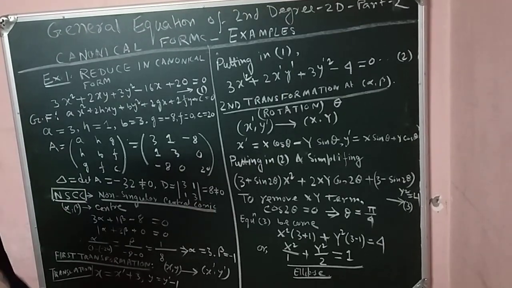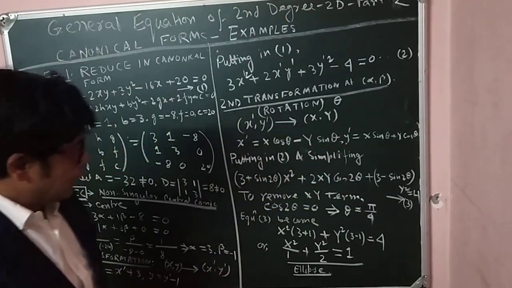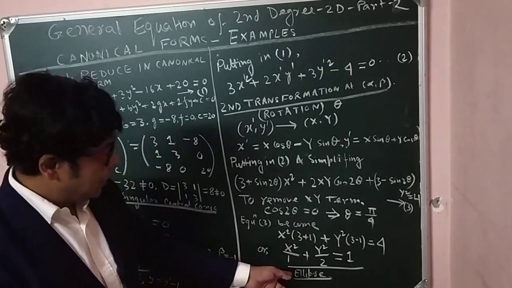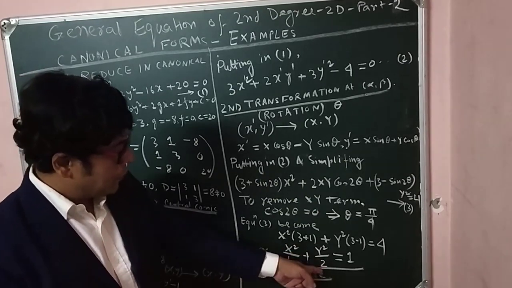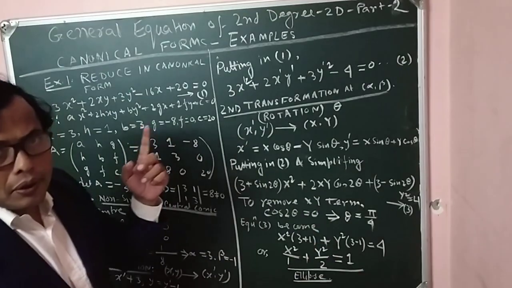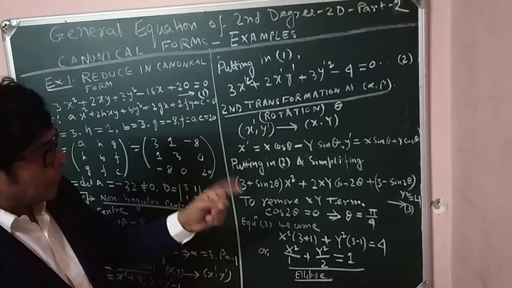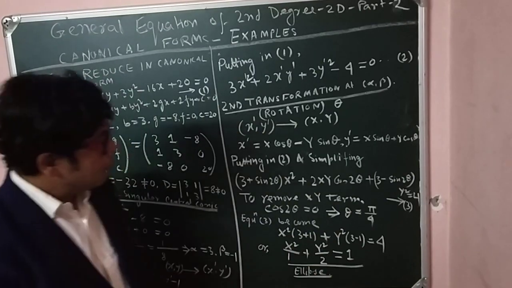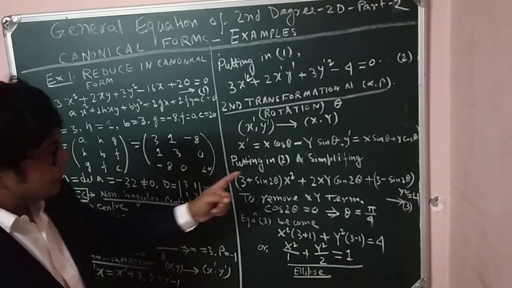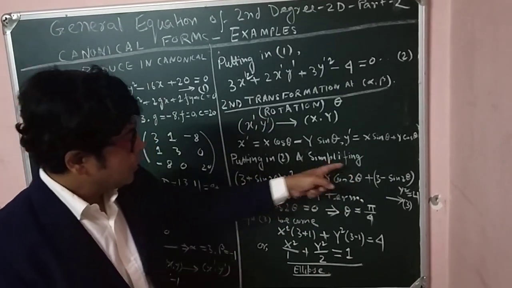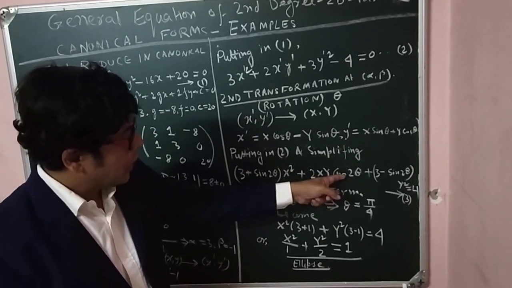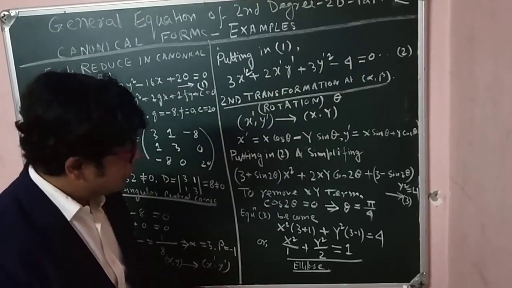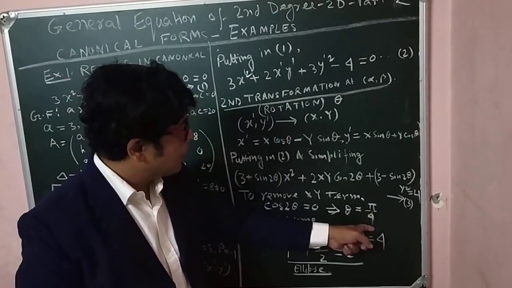Now, in order to remove the second degree term, because you know the standard form of a conic: ellipse x square by a square plus y square by b square equal to 1, hyperbola x square by a square minus y square by b square equal to 1. So in the standard form, there is no xy term. Since there is no xy term, we want to remove this xy term, that is cos 2 theta equal to 0, because theta is in our hand, and we can get theta equal to pi by 4.